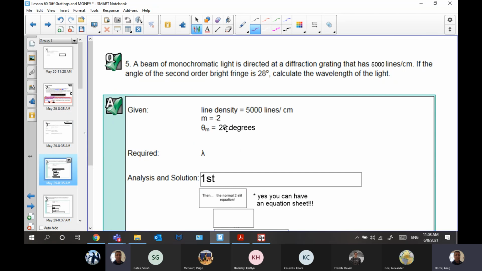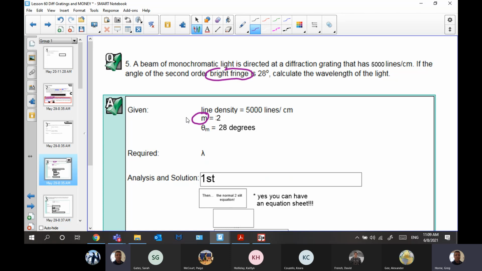So here's a question. A beam of monochromatic light, meaning only one wavelength, is directed at a diffraction grating with a line density of 5,000 lines per centimeter. We're looking for the wavelength since they didn't tell us the value. If the angle of the second order bright fringe is 28 degrees, then we have the angle 28 degrees and m equals 2. Notice why it's m: we've got a bright fringe, and so it's an m.